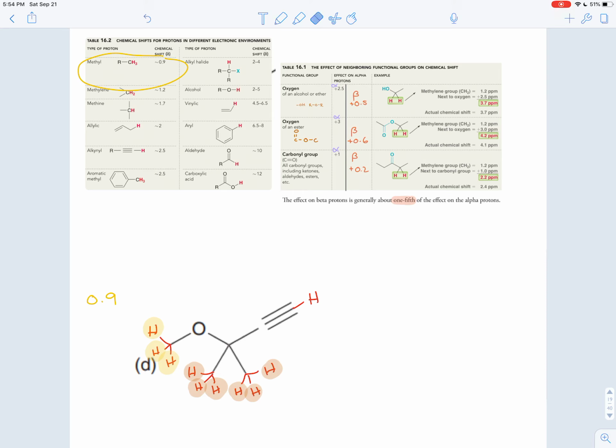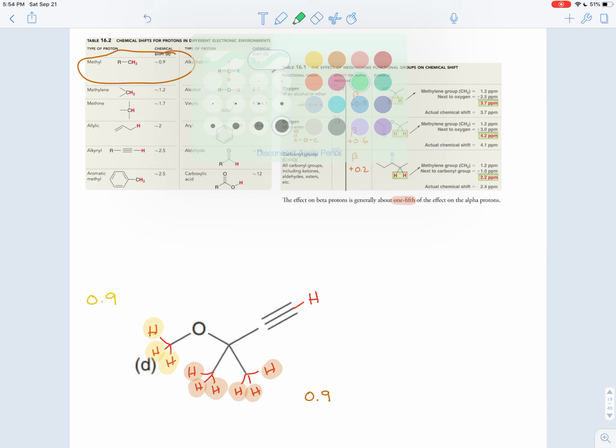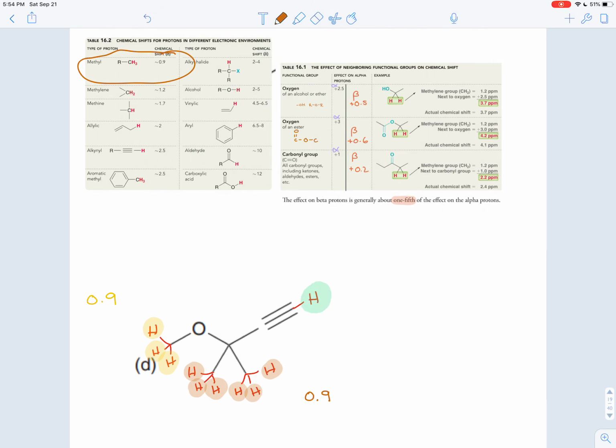So those are all CH3s, and there's no double bond nearby, so they couldn't be allylic, so they're just going to be methyl groups, and you would expect for them to appear somewhere around 0.9 parts per million. Finally, we have our hydrogen on an alkyne, or alkynyl hydrogen, and that would appear at around 2.5.